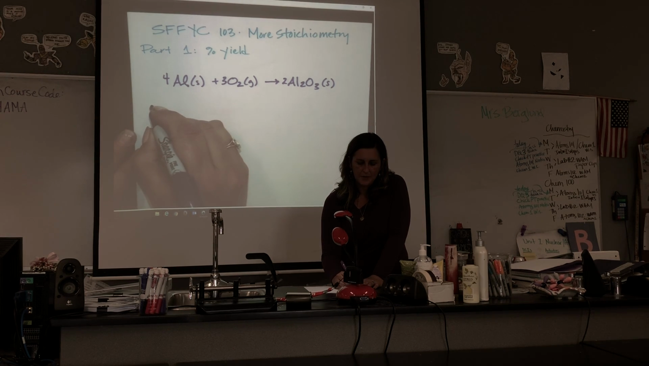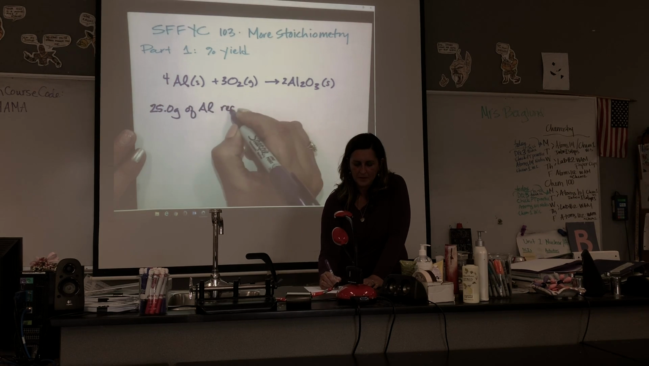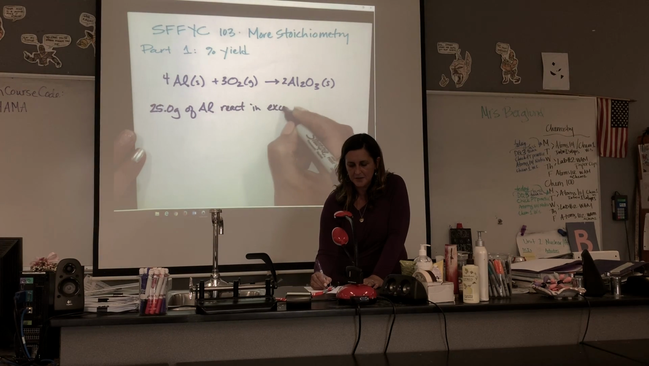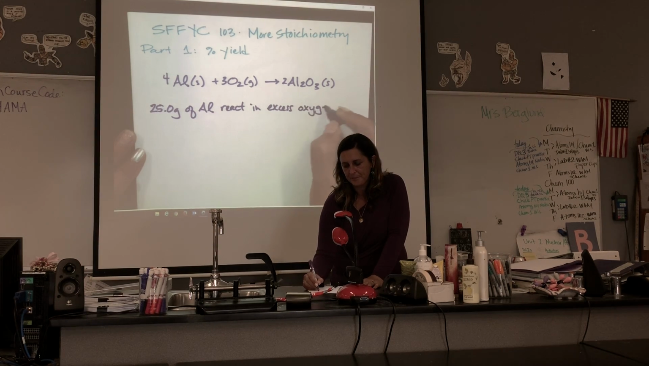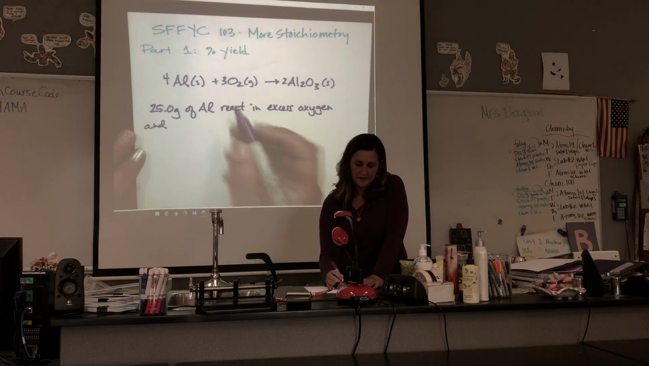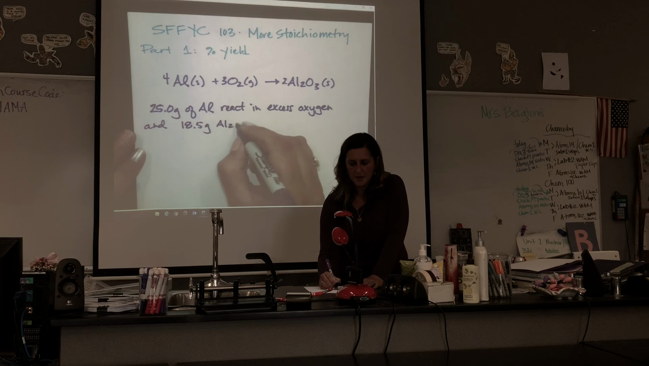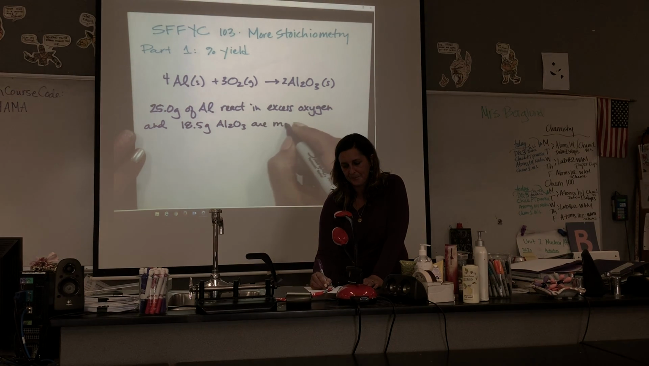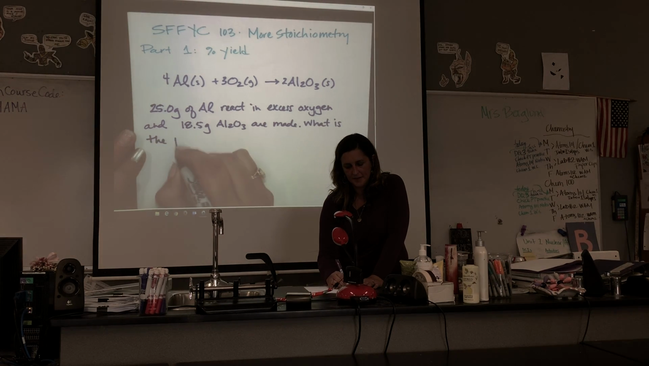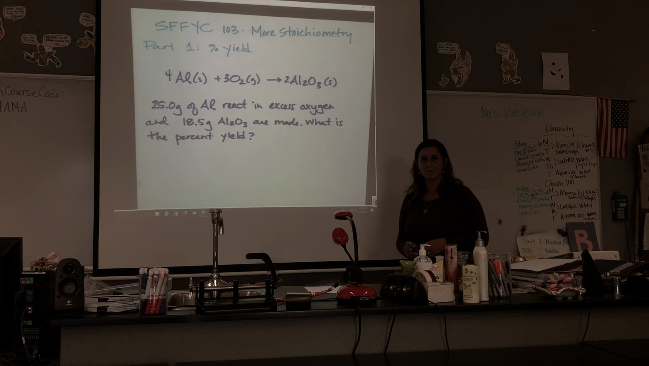Let's say that we have 25 grams of aluminum react in excess oxygen, and let's see, what do I want to say? We'll say 18.5 grams of aluminum oxide are made, and we want to know what is the percent yield. So I'll give you a second to write that down.